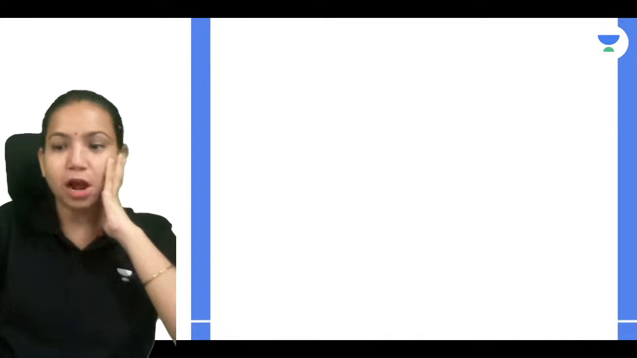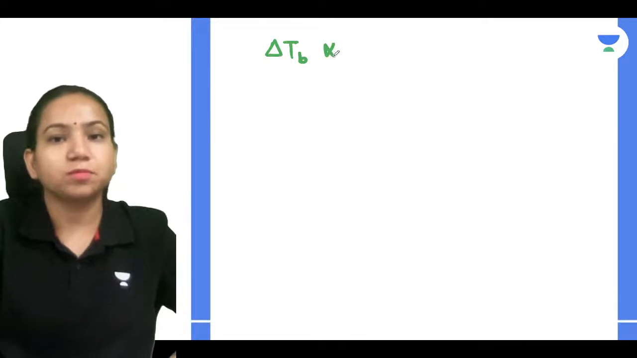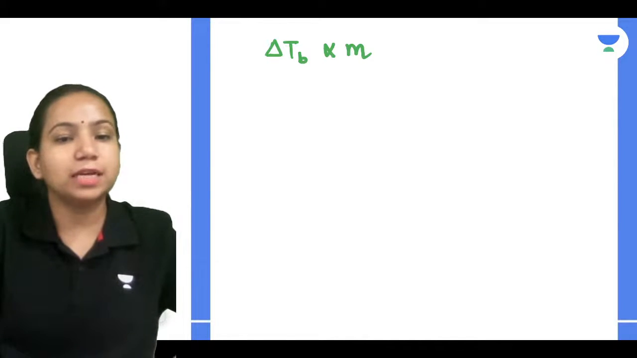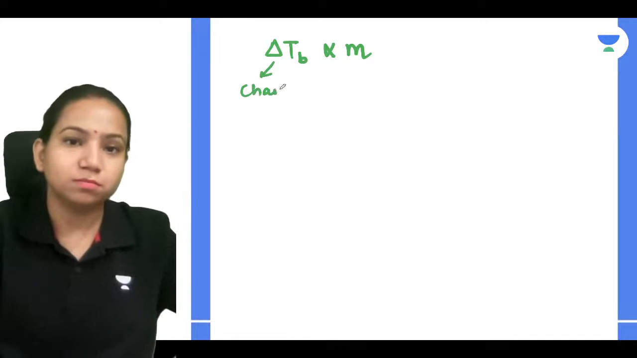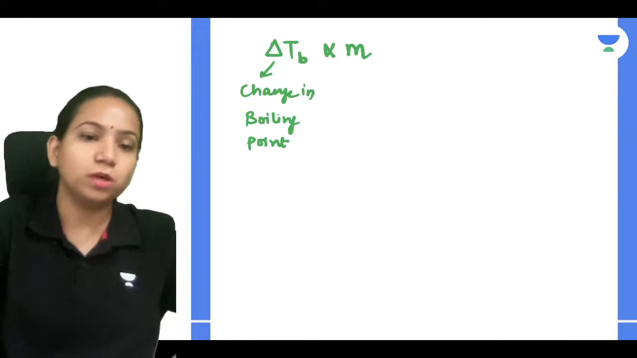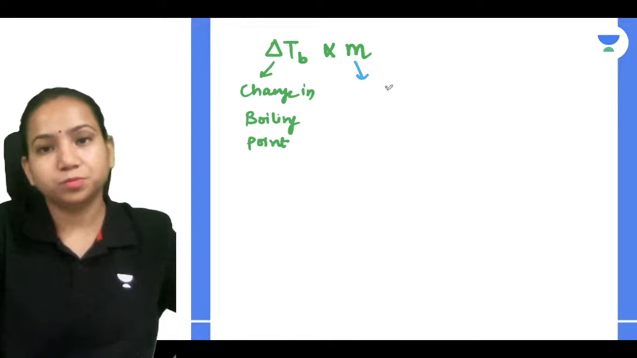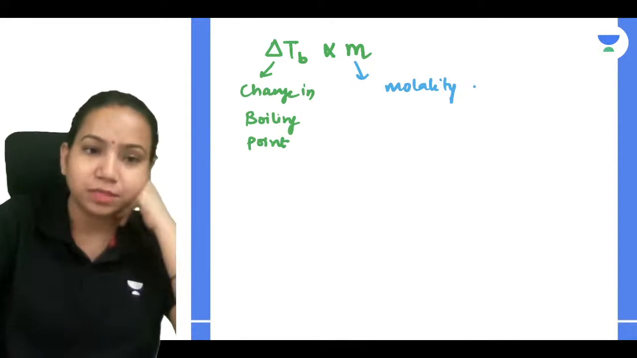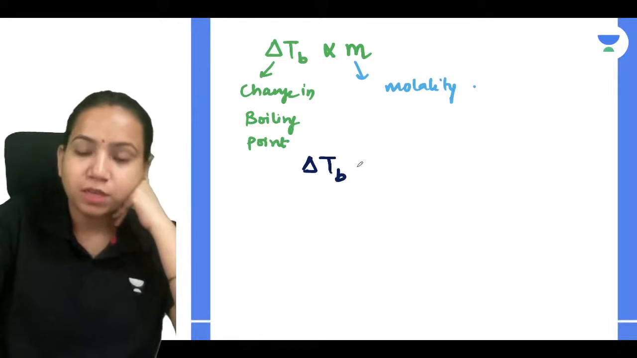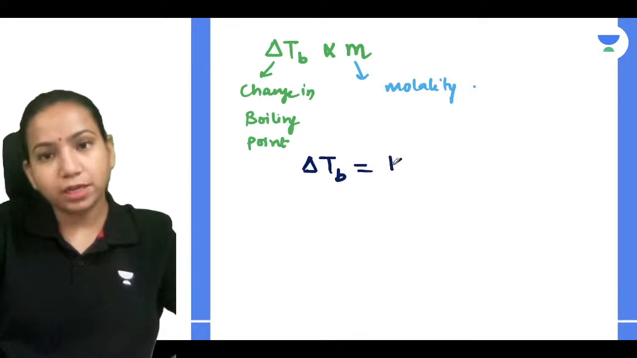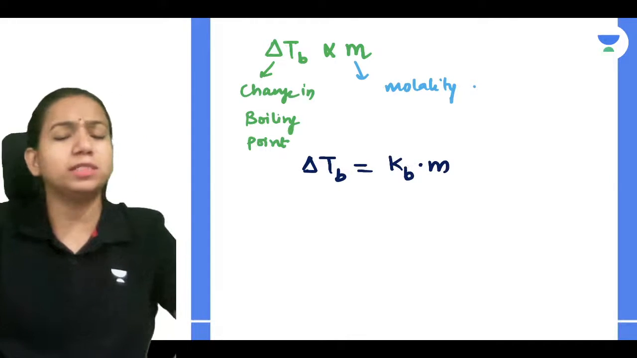Then, after a lot of experimental studies and results, we got a relation: the change in boiling point is directly proportional to molality. I hope everyone is able to relate to molality, small m. Whenever there is a proportionality sign, you have to remove it so that you can do calculations. If you have a proportionality sign, you cannot do the calculations, right? So you will remove it and you will get a constant, which is Kb.